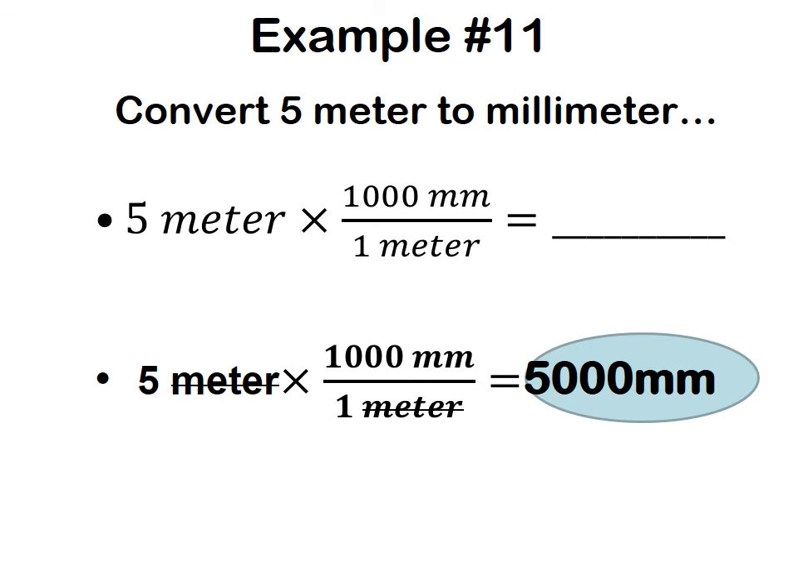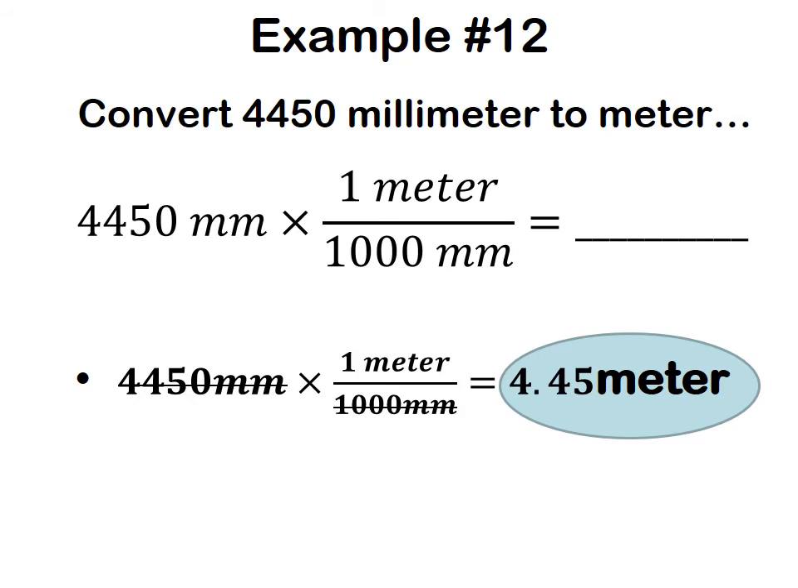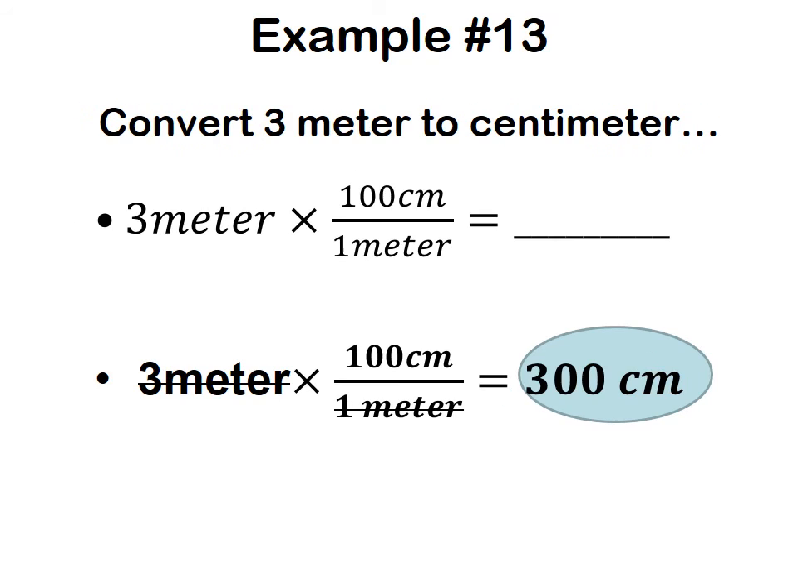Here convert 5 meter to millimeter. What we need here is millimeter, so we will keep millimeter up. 5 meter into 1000 millimeter by 1 meter. So we will get 5000 millimeter. Same, convert 4450 millimeter to meter. What we need is meter, so we will keep meter up. Millimeter will be cancelled, and we will get 4.45 meter.